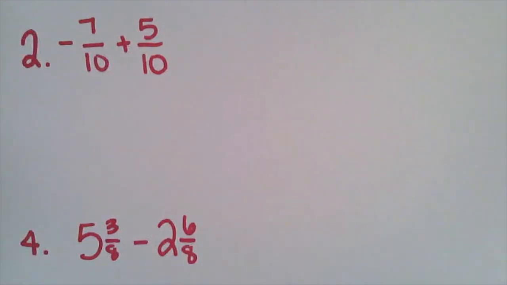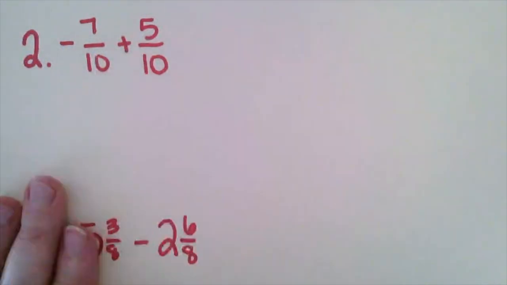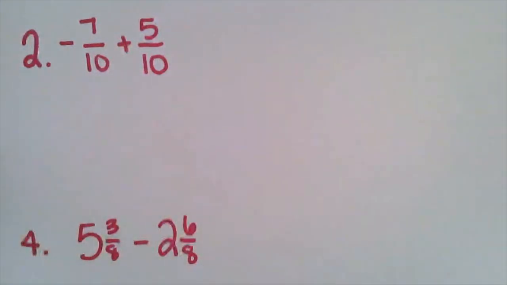So number 2. Number 2 says negative 7/10 plus 5/10. The first question I want to address, sometimes the negative sign looks like it lines up with the fraction bar. Sometimes it looks like it lines up with the numerator. It really doesn't matter where we place the negative sign. The whole fraction is negative. It doesn't have a negative numerator or a negative denominator, anything like that. As soon as there's a negative sign in front, it just means we're dealing with a negative fraction.